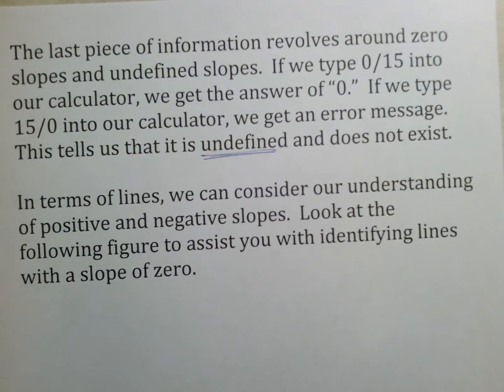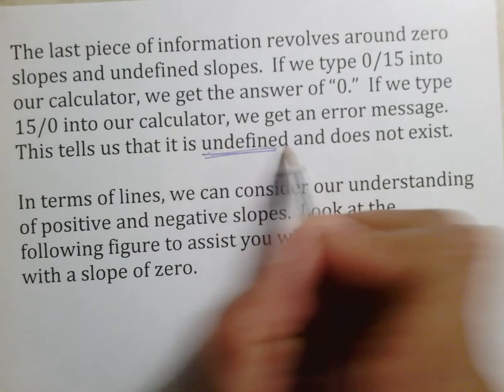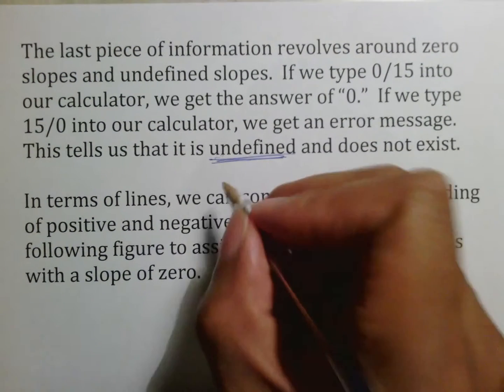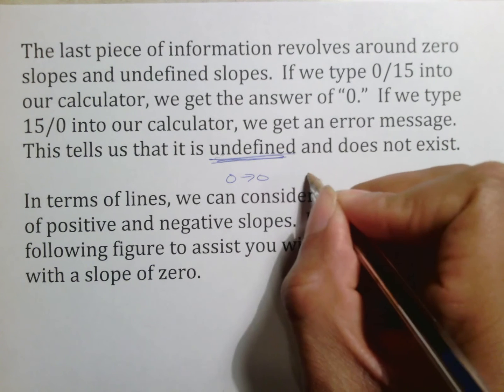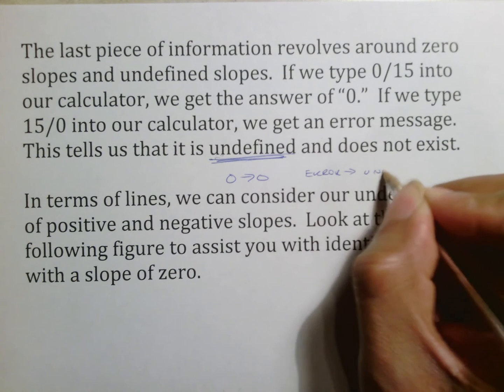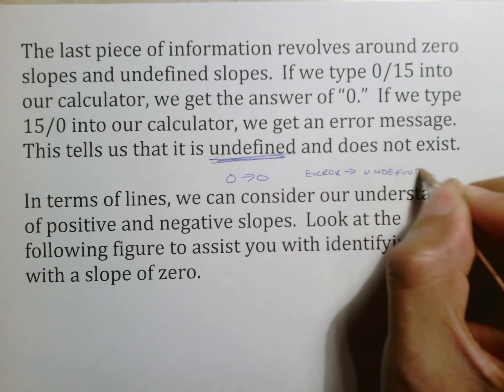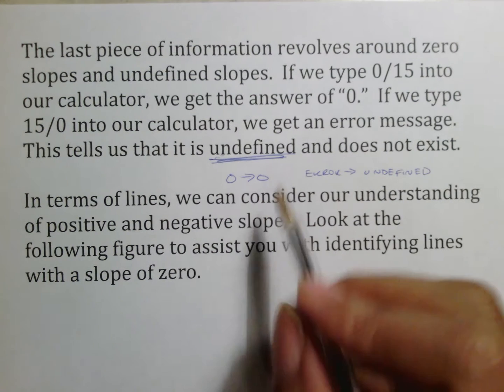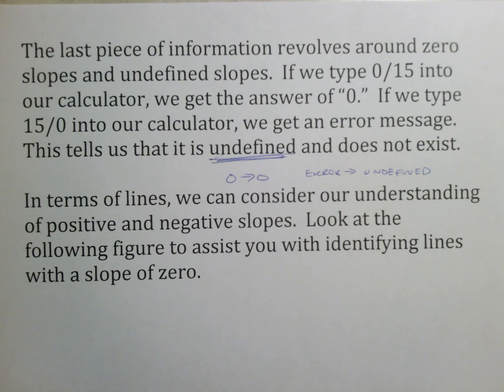And so in terms of lines, you have to make sure you understand which one's which. If you get 0 in the calculator, if 0 divided by something is your answer, then it's 0. But if you type it in and you get an error message, that means that it is undefined. Again, you might want to write down: 0 means 0, error means undefined. Because that is really what you need to make sure you're aware of.